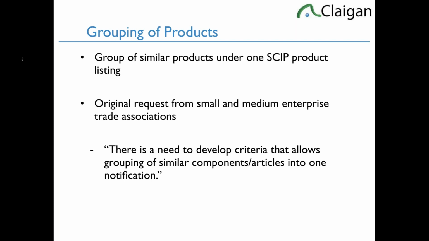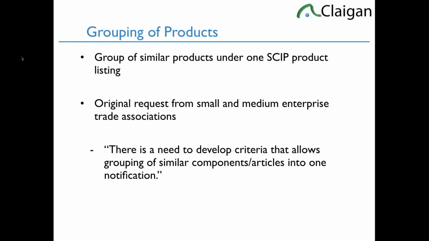So we talked about grouping of components. I have a coffee machine. I'm grouping my brass components together, and I'm grouping my high temp solder components together. But how can you group products together? I make a green, a red, and a black coffee machine. Can I group them in one listing?